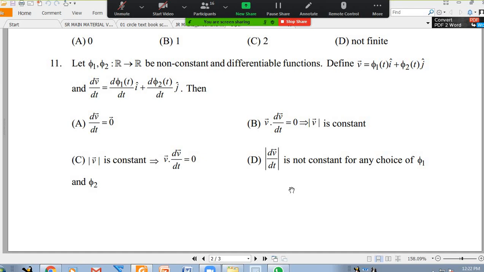As they want, option A: dv bar by dt is always a null vector. No. v bar dot dv bar by dt, if it is 0, then mod v is a constant. What is the dot product that will come?